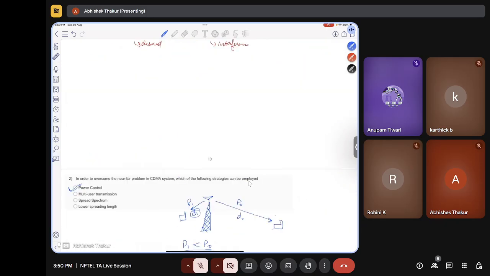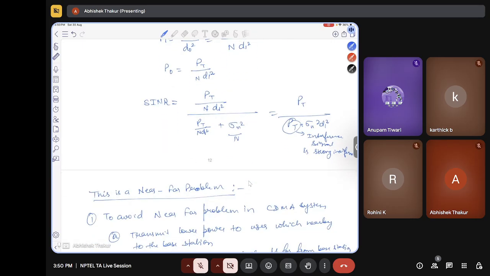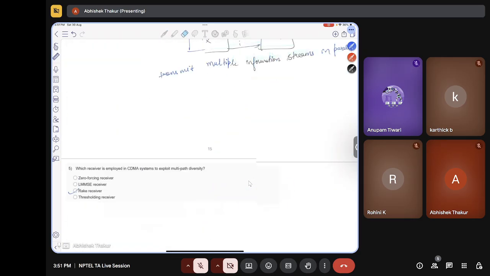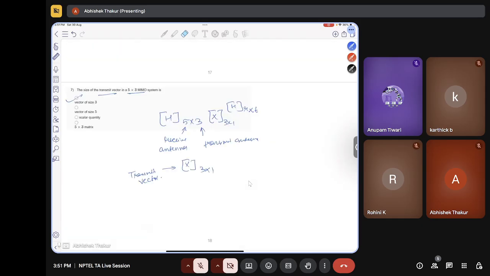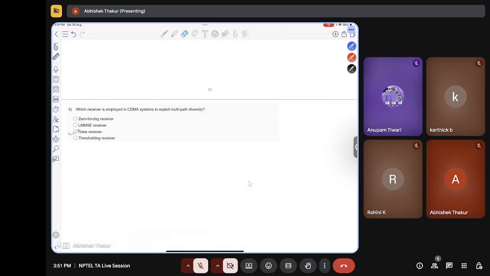So we can see there was a question on rake receiver. Question number 5. So we'll see what is rake receiver.